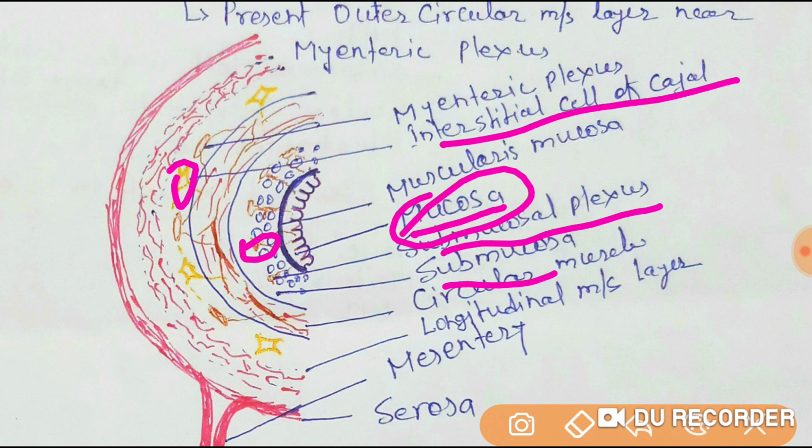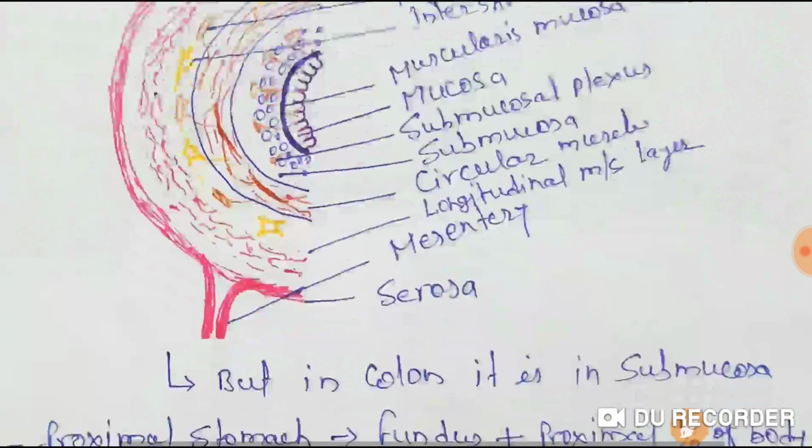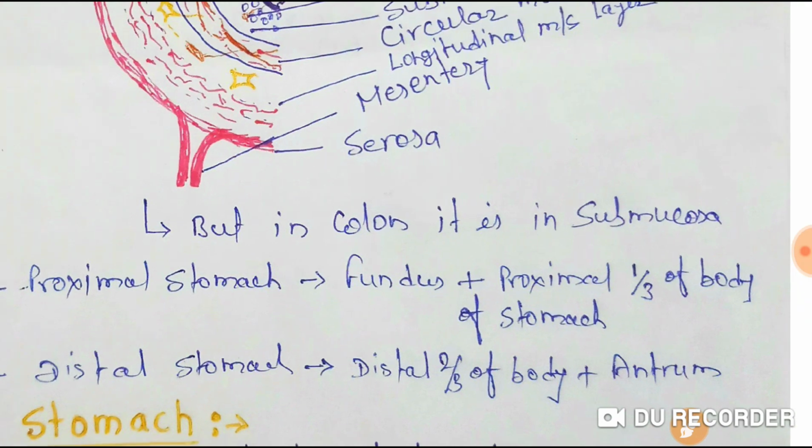Here I have told about the nervous system, that means the interstitial cell of Cajal. It is self-regulating and generates peristaltic movement in the GIT. This is a very important topic. In the GIT and small intestine, it is situated between the circular and longitudinal muscle layers. But in the colon, it is in the submucosa.